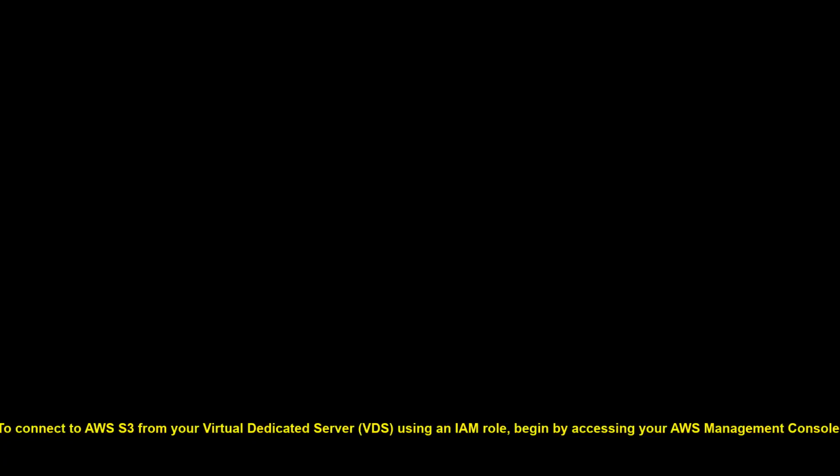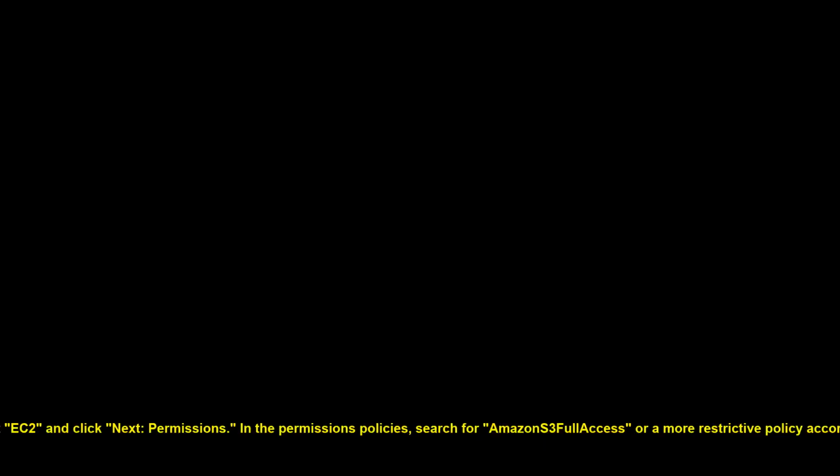To connect to AWS S3 from your virtual dedicated server, VDS, using an IAM role, begin by accessing your AWS console. Navigate to the IAM service in the console. Click on Roles in the left-hand menu. Select Create Role. Choose AWS Service as the type of trusted entity. From the list, select EC2 and click Next, Permissions.